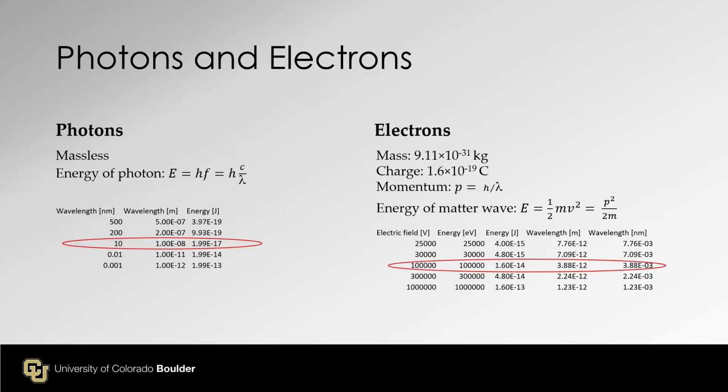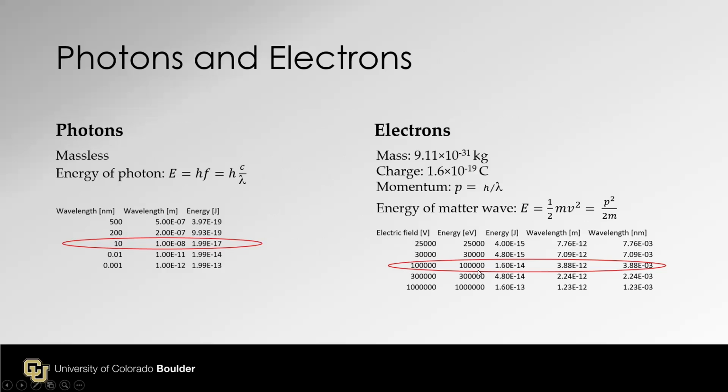Okay, electrons. Why are they so much better in resolution compared with photons? Okay, so wavelengths. EUV is about 13.5 nanometers, so it is here.